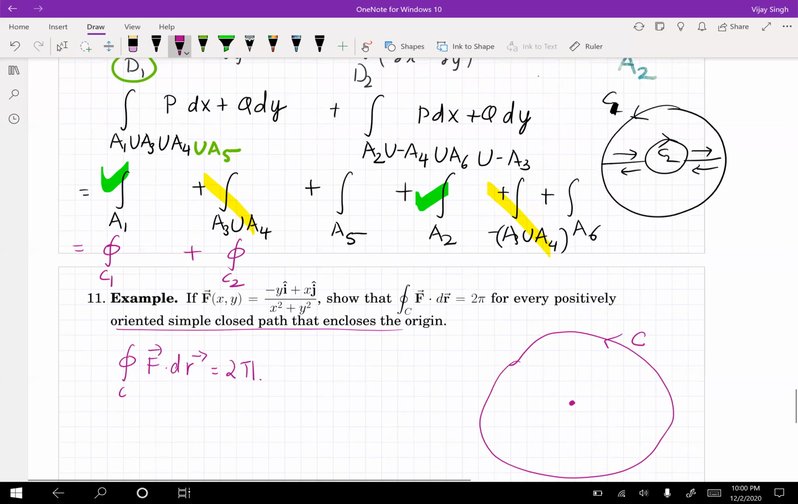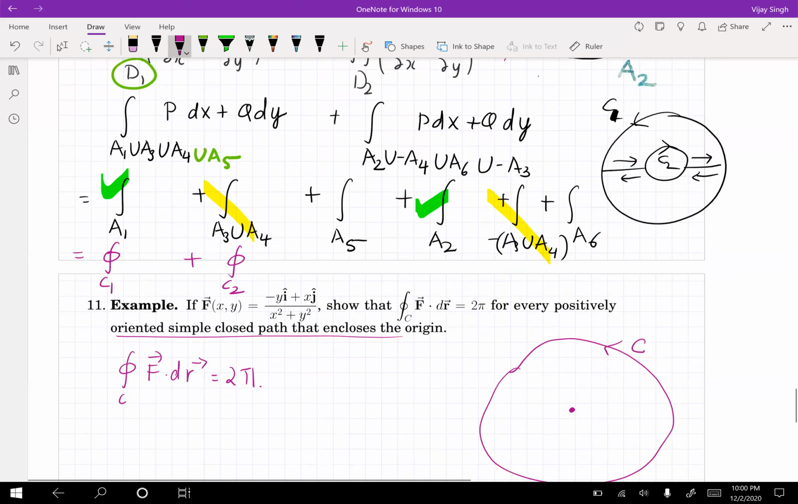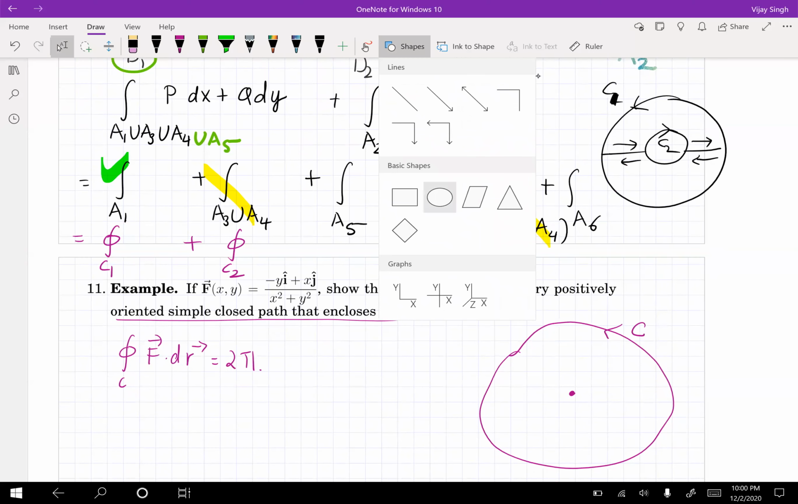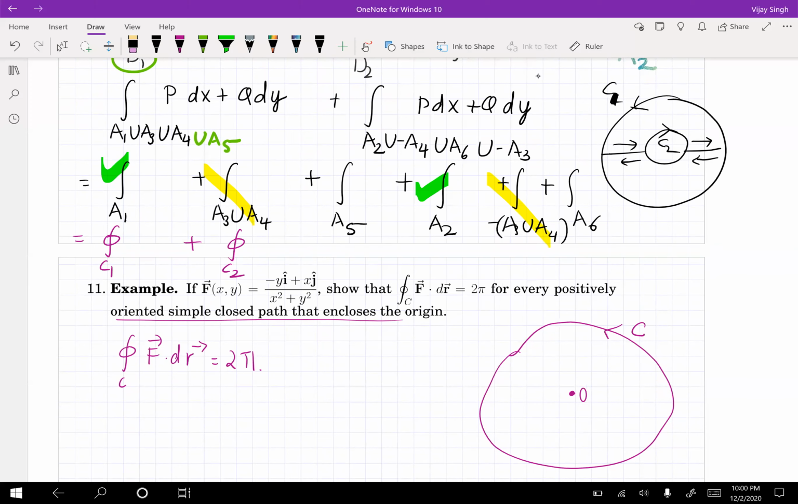So again, we'll use this method here. What we'll do is draw a circle here, oriented counterclockwise. So we'll orient this circle counterclockwise, and let's call this circle C.